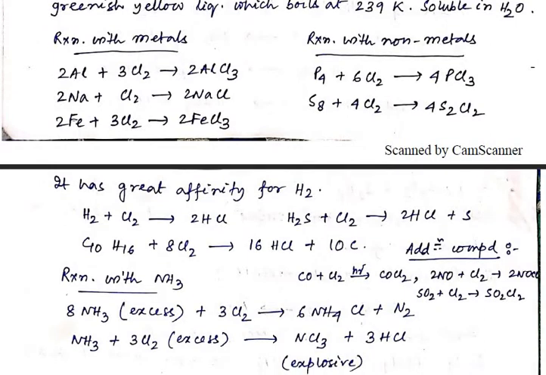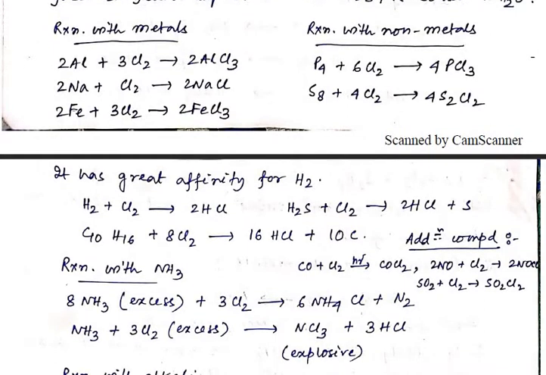The reactions with metals. First of all, suppose I have metals like aluminium, and when the aluminium reacts with the Cl2 gas, it will form AlCl3, that is aluminium chloride. And similarly, when the sodium metal reacts with the chlorine, it will form NaCl, that is the sodium chloride. Similarly, when the iron reacts with the Cl2, it will form FeCl3, that is the ferric chloride. Okay, so these are the reactions with the metal, and the Cl2 gas also reacts with the non-metals.